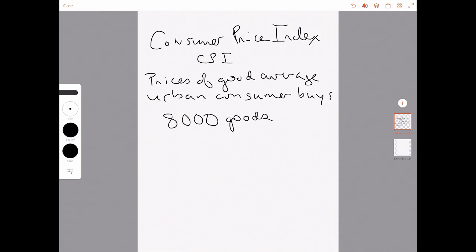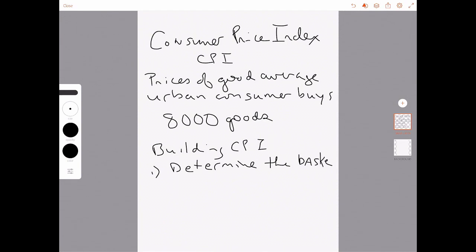So to construct the Consumer Price Index, we need to have information on these 8,000 different goods. So the first step really of constructing the CPI is we need to determine what goes in the basket. What determines what goods we're using? And I use that term, the basket, to refer to really what contains the goods. I mean, you can think about this as going to the world's biggest Costco and getting the world's largest shopping cart.